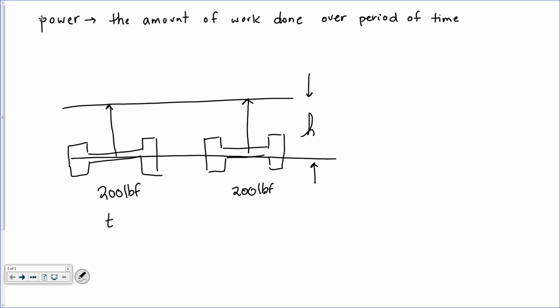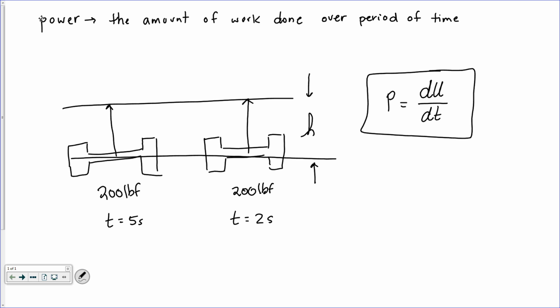Maybe I take 5 seconds to lift this set of barbells up. Maybe you take only 2 seconds to do it. Okay? That indicates that you have more power. That what you did was more powerful than what I just did. Power is the rate at which work is done, which is kind of sloppy language. Power is the rate at which work is done.